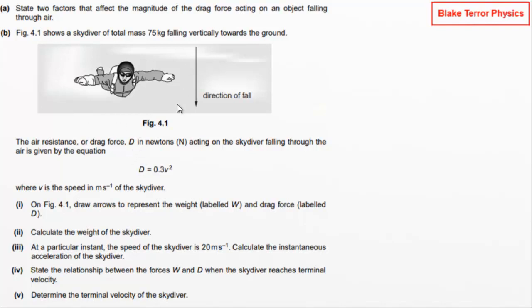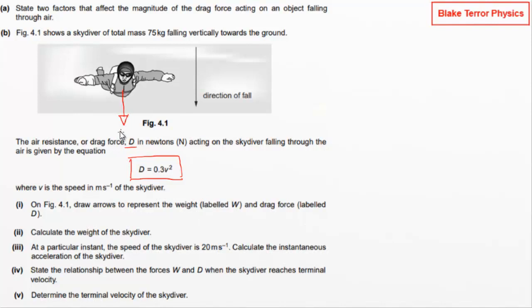Right, now we're moving on to a specific case of a skydiver of total mass 75 kilograms falling vertically towards the ground. So they're giving us this air resistance drag force D, in newtons, acting on the skydiver, and it's given by this equation. So they'll give us some relationship for drag as a function of velocity or speed. Draw the arrows to represent the weight and the drag force, right? So not a lot to do with that.